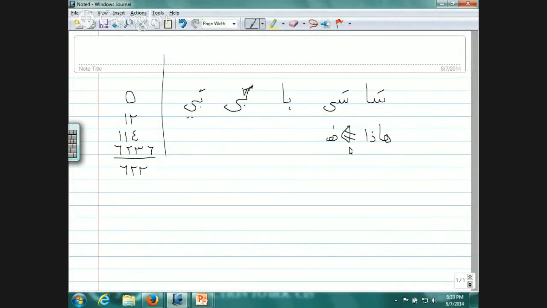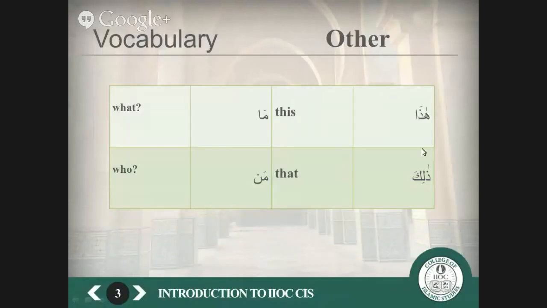We put this thing to substitute for this alif. So we remove the alif and we put this here. Everything else is the same. Za. Ha, za. It should have been this, but instead it's this. That's all that little standing thing means. Okay? Same thing with zalika.